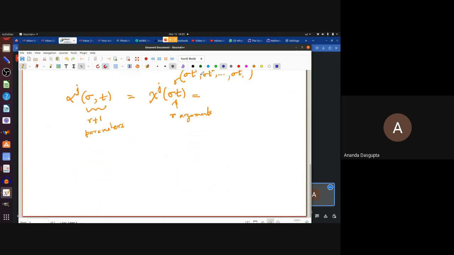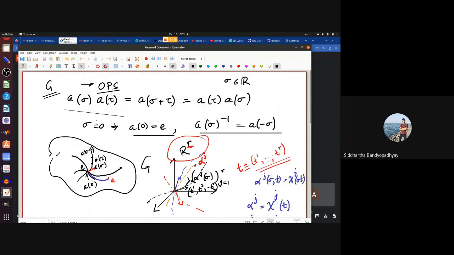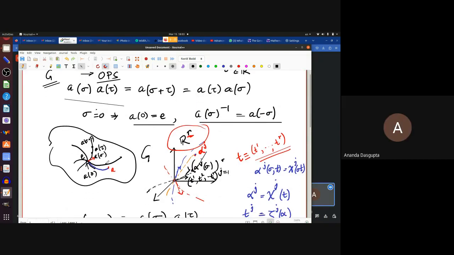So now, this is where we are going to make a big announcement. Alpha j at sigma equals 1 is basically the mapping of A. So here I'm looking at a specific point. I'm calling this A now, not A of sigma. I'm looking at a particular point A. So A is mapped to alpha 1, alpha 2, alpha r.